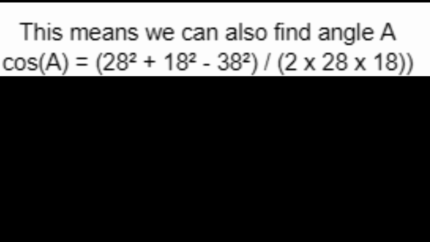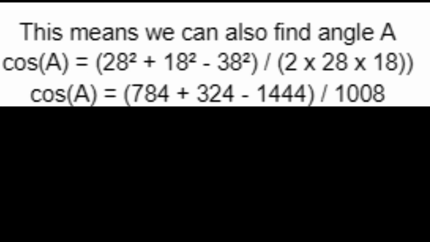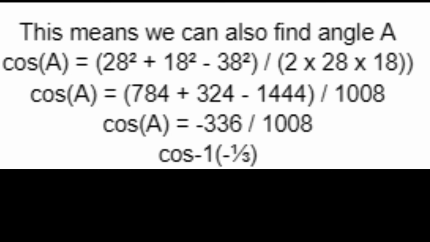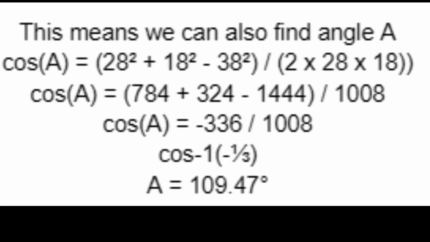This means we can also find angle A, where cosine A equals 28 squared plus 18 squared minus 38 squared, divided by 2 times 28 times 18. That means cosine A equals 784 plus 324 minus 1444 divided by 1008, which means that cosine A equals negative 336 divided by 1008. Then cosine to the power negative 1 of negative 1/3 equals 109.47 degrees.